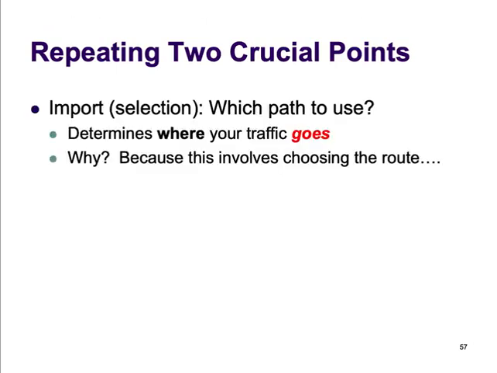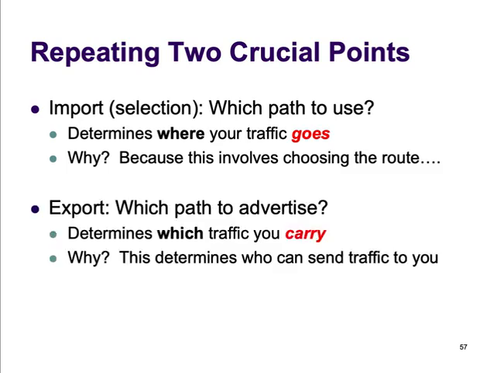One last time. Import policies, which paths should I use or which paths should I accept, determine where traffic goes, because you're choosing the route. Export policy, which is the decision about which paths I advertise and where I advertise them, determines what traffic enters your network, or what traffic you're going to carry. Any questions on this?